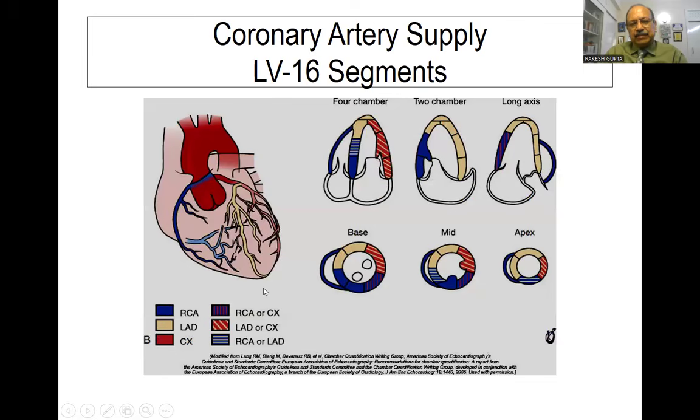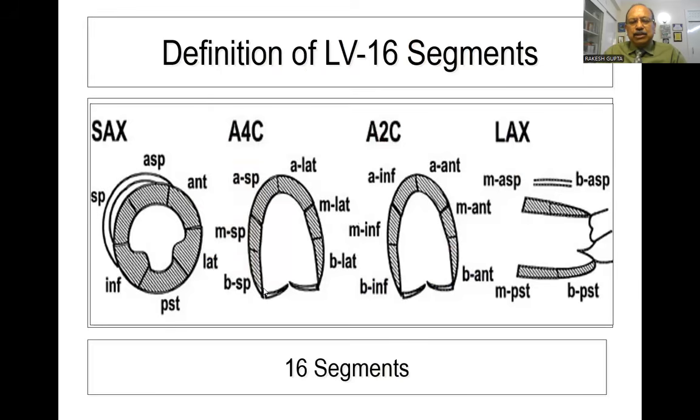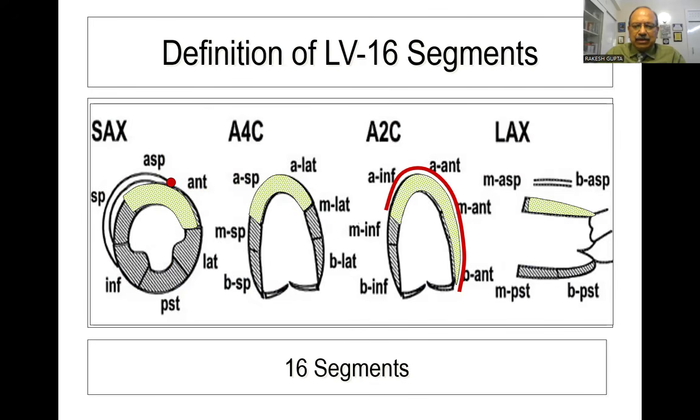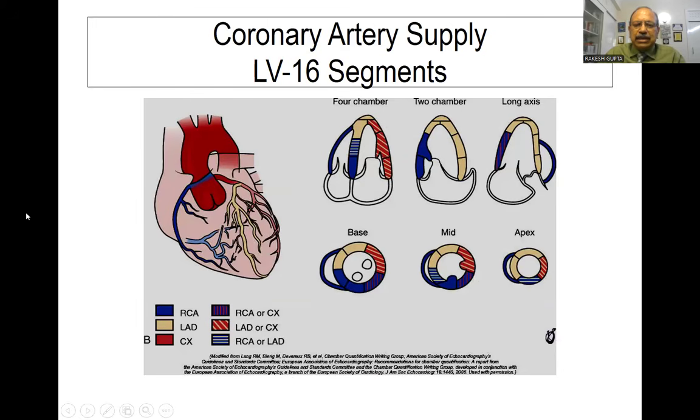Wait for some time. Then next comes the coronary artery blood supply. How do we look at coronary artery blood supply? In the 4-chamber view, mid basal septum and mid basal inferior wall are supplied by the RCA. Mid basal posterior wall and mid basal lateral wall are supplied by the circumflex. Rest all is LAD. So we have 6 segments.